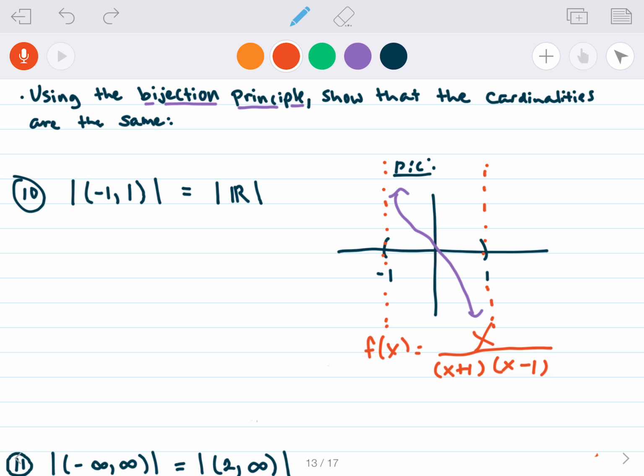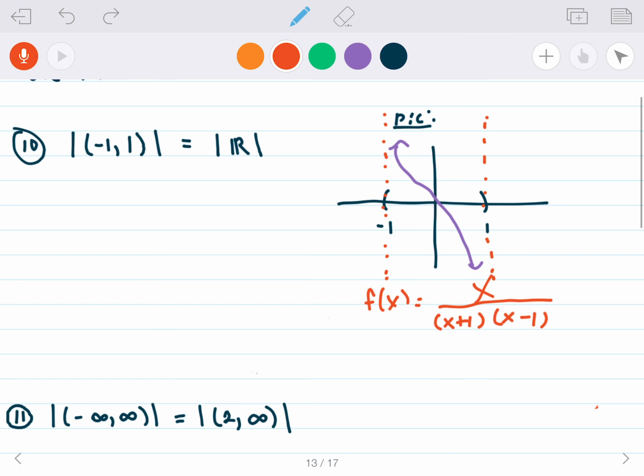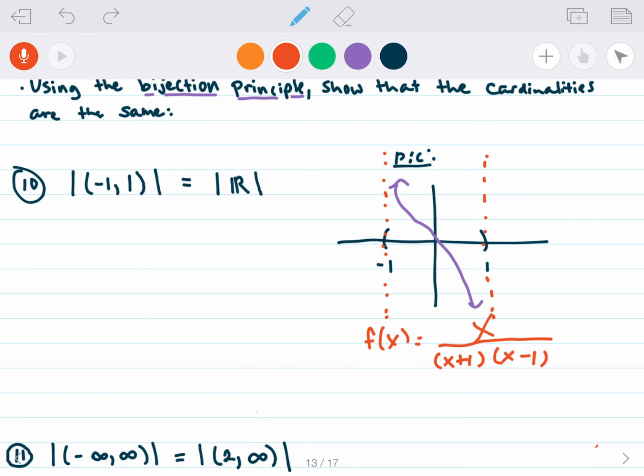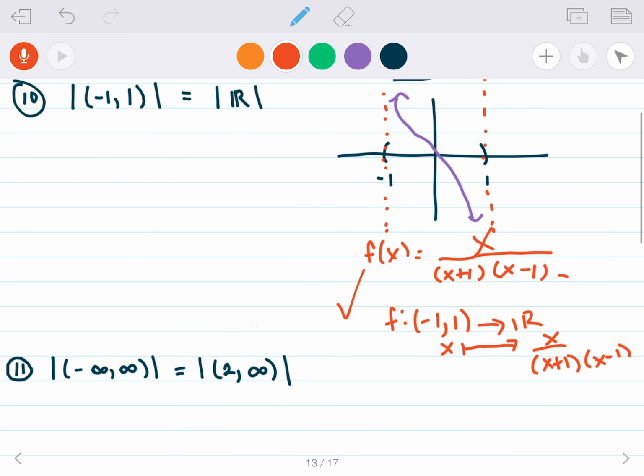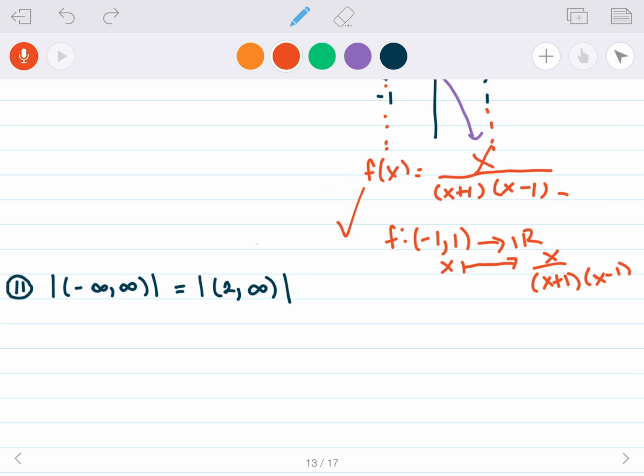For this one, I'm not going to prove, again, the injective, surjective stuff, but maybe I will for the next problem. So our function, we're going from -1 to 1 to the reals, and we're going to define our function. Something in -1 to 1 is going to get mapped to x over (x plus 1)(x minus 1). And that will do the job. I'm not going to check it's injective and surjective, but you can do that if you want.